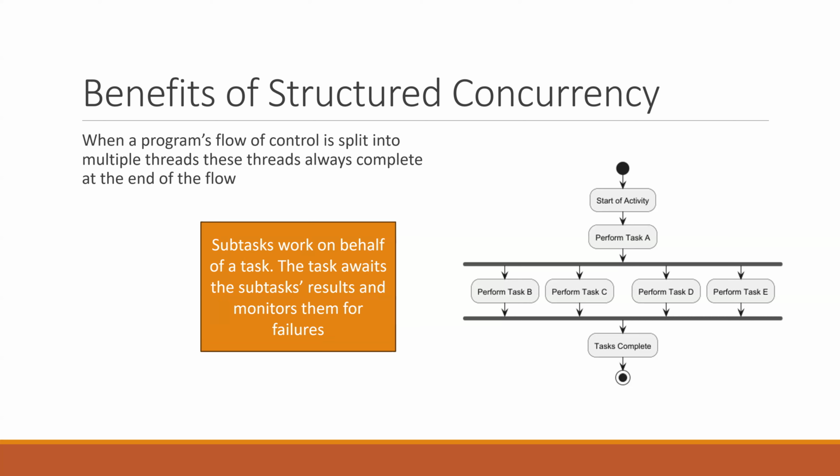Also, subtasks do work on behalf of the task above it. The task waits, and the term that you see in other languages, they use this concept of async await, and this is the same concept. The task that has the subtask underneath it waits or awaits the subtask results and then monitors them for failure. So this is really cool in structured programming. If they fail, I can say if one of them fails, then I'm going to shut down everything else, because if one fails, then they all will fail.